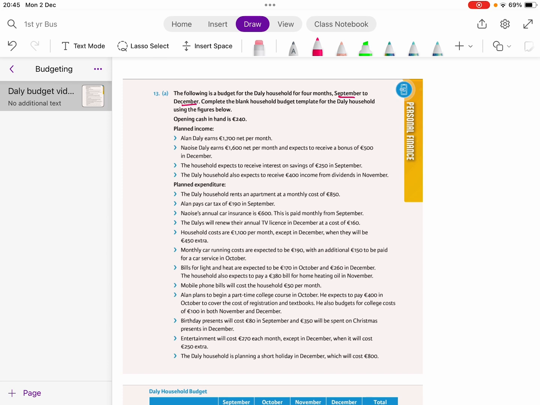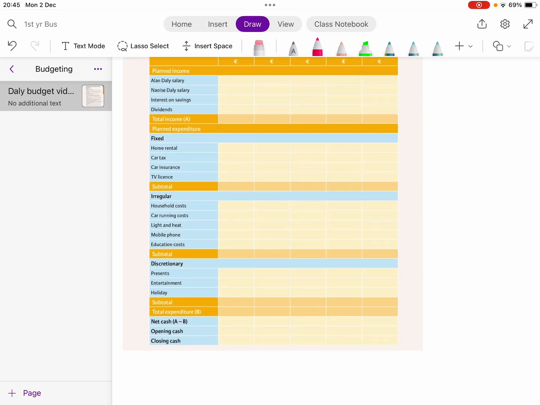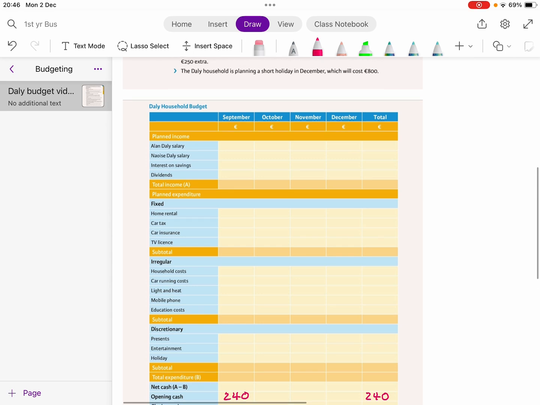So complete the blank household budget template for the daily household using the following figures. So the opening cash in hand is 240. So before I ever do anything else, I know that that figure needs to go in twice, okay? So we said that always goes in here. It's 240 in the first month, and it also goes in as 240 in the last month, okay?